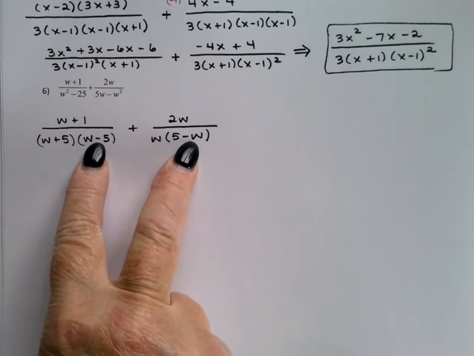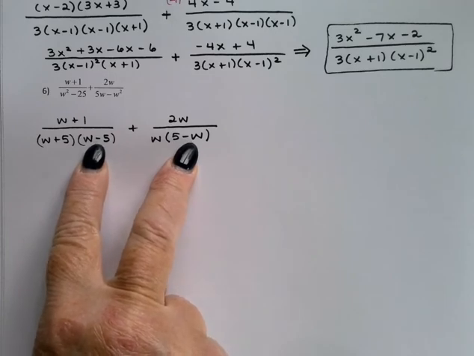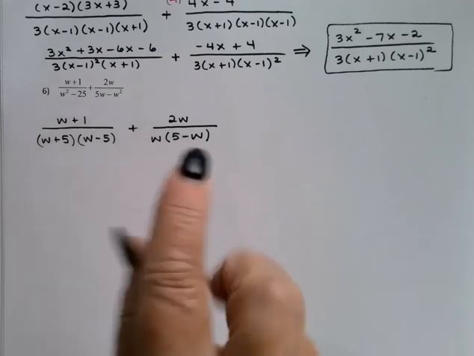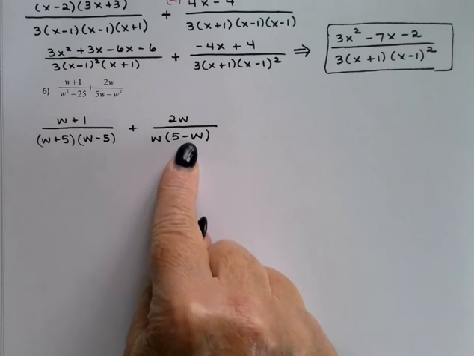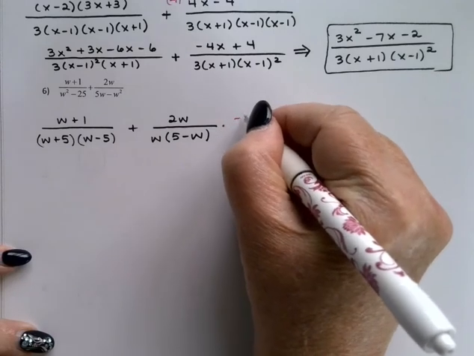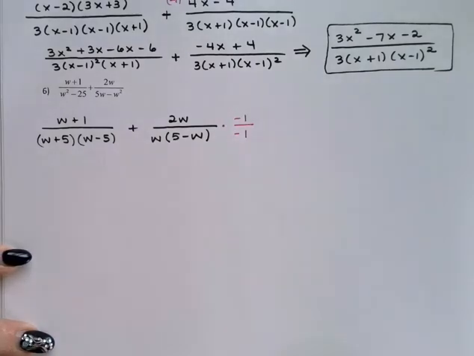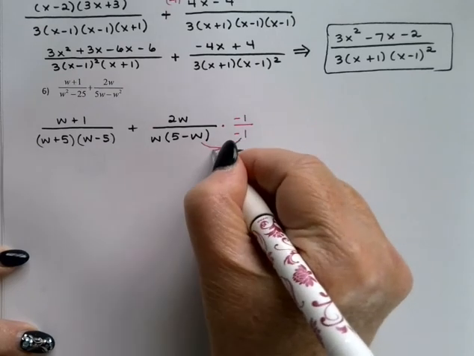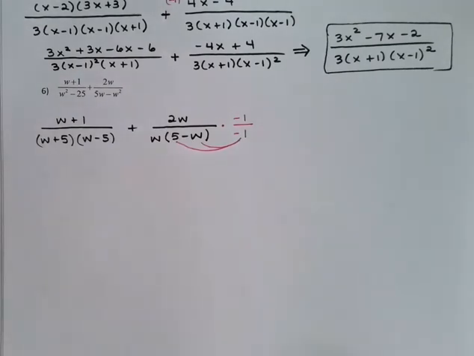W minus 5 and 5 minus W. I really would rather not put both of those into my LCD, even though they really are different. They're not the same factor. What I can do to make them look the same is I could actually multiply this one by negative 1. So here's my little trick here. I'm going to multiply this by negative 1 over negative 1. And I'm going to choose to distribute the negative 1 into the parentheses on the bottom.